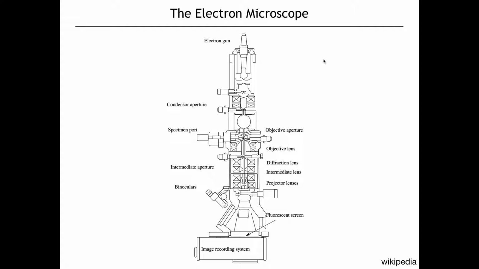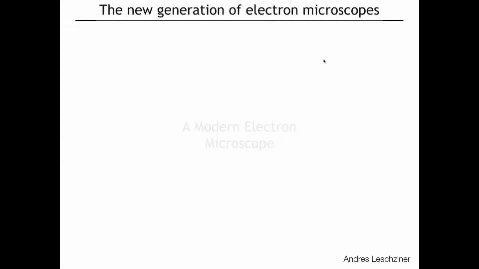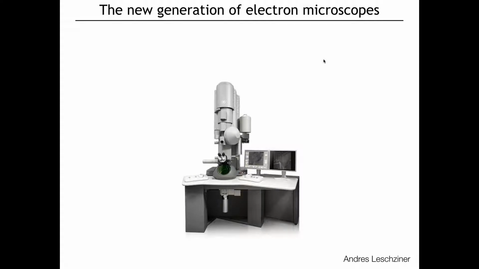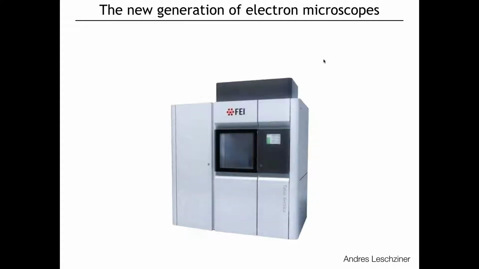We used to record on photographic film. But the signal to noise ratio on photographic film is not as good as on the latest digital detectors, which I'll show you in a few slides. And so this is the modern electron microscope. This is actually an FEI F30 electron microscope. It's one of the older generation now, but it was state of the art a few years ago.